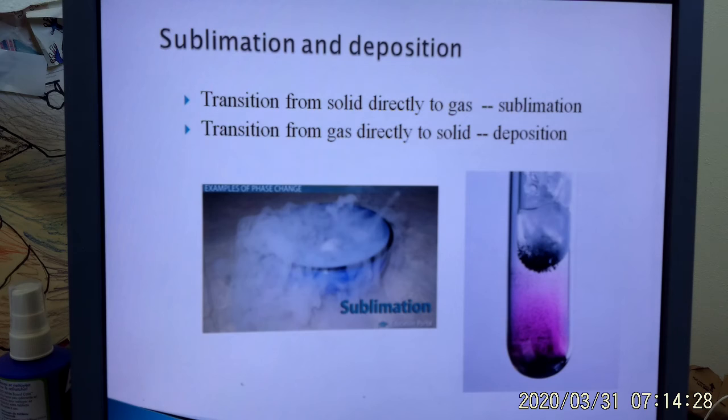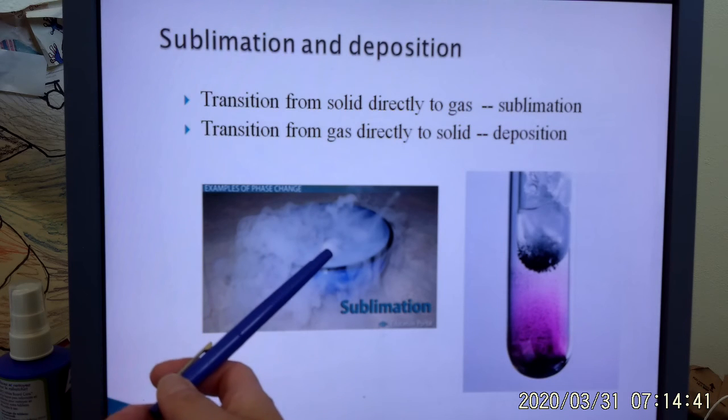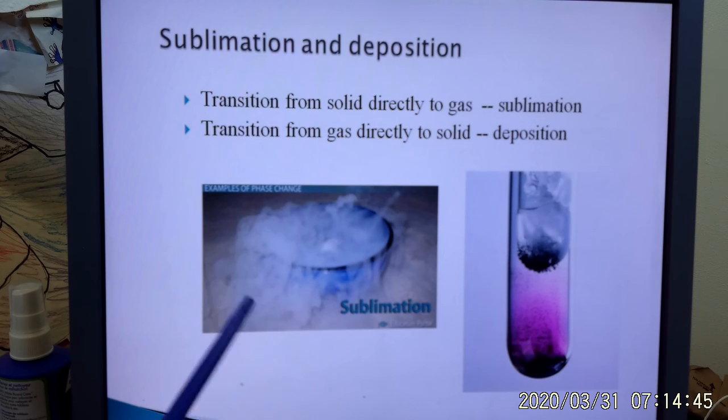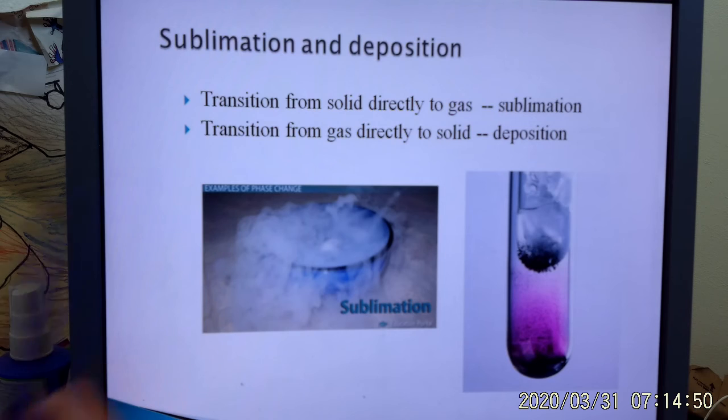We talked about vaporization, which is a liquid going into the gas state. Sublimation is when a solid goes into the gas state. Here's your example. This is dry ice. This is solid carbon dioxide. It goes directly into gas carbon dioxide. It does not go into the liquid state.